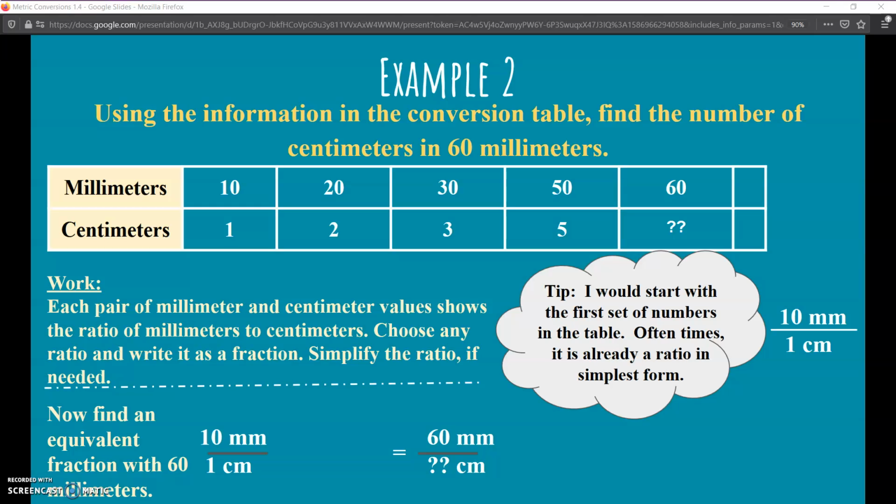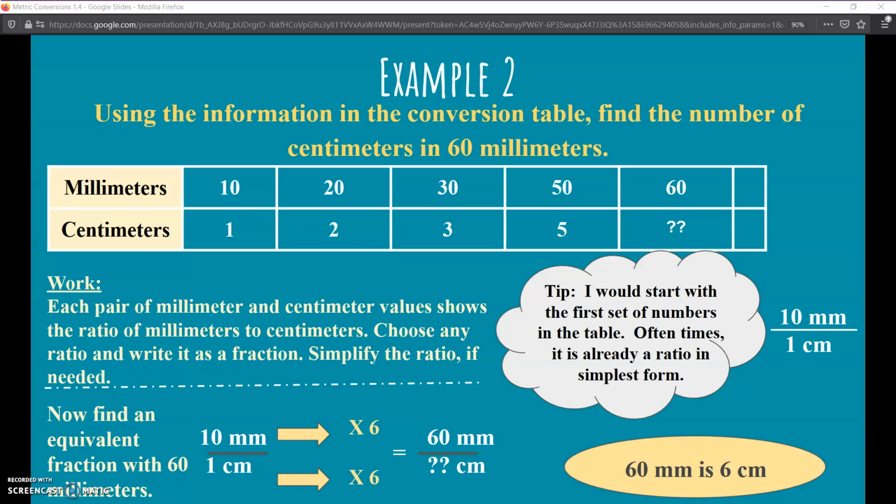Well, how do we go from 10 to 60? We multiply it by 6. And what we do to the top, we have to do to the bottom. And thus, 60 millimeters is 6 centimeters. Moving on.